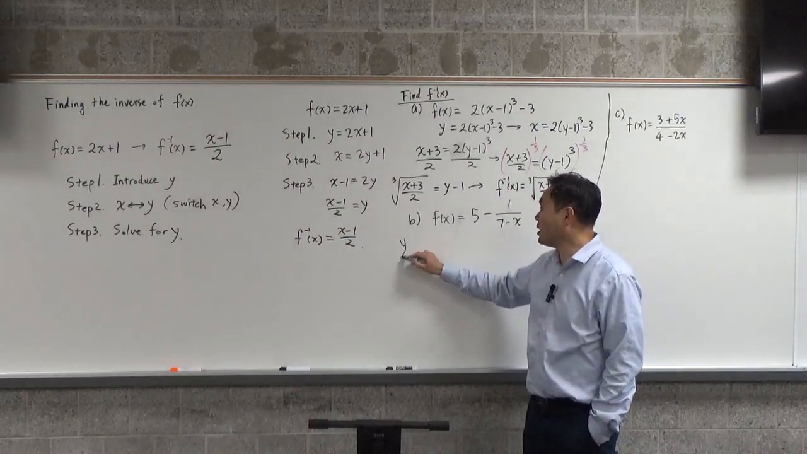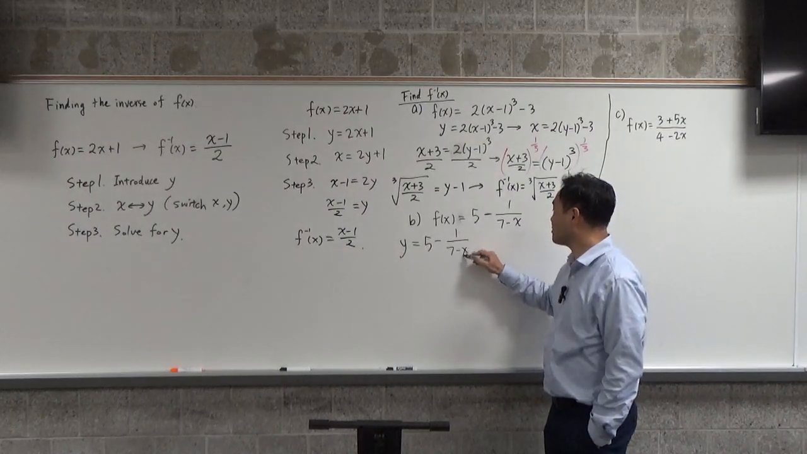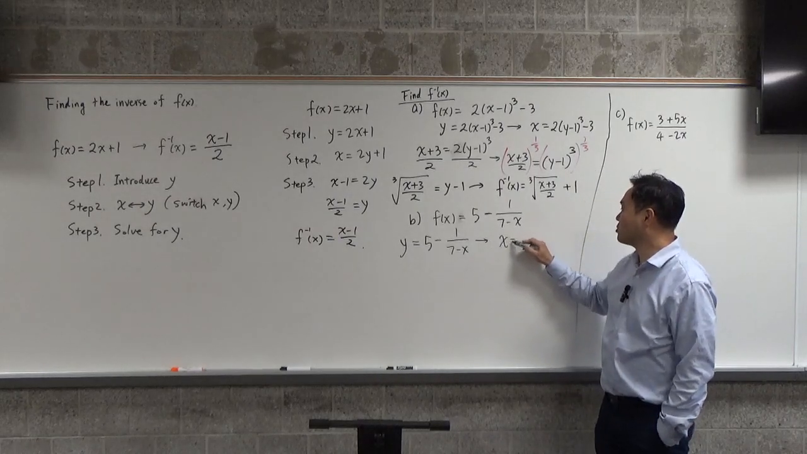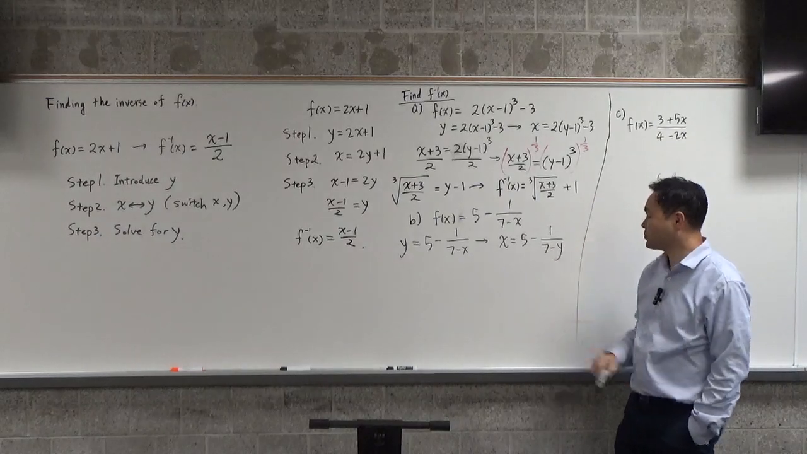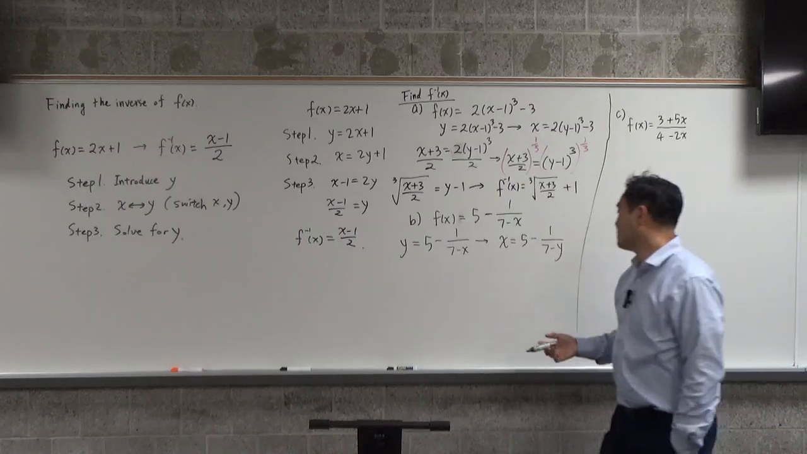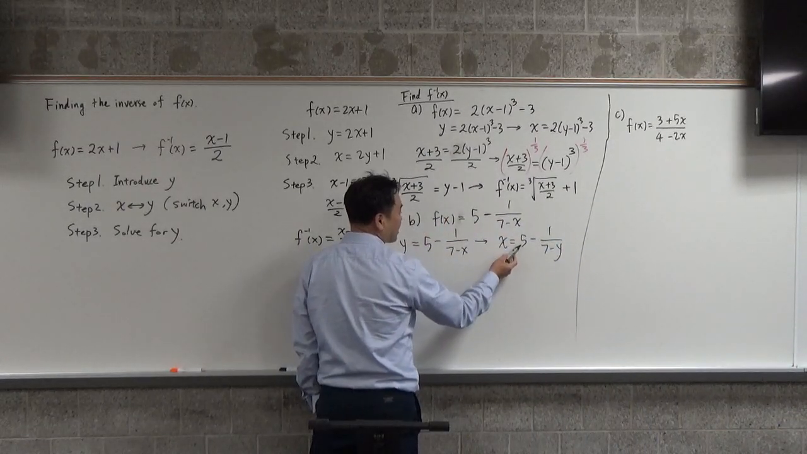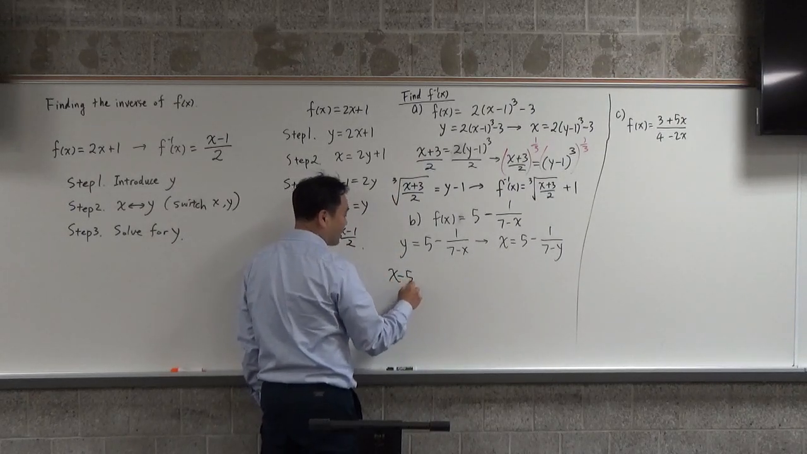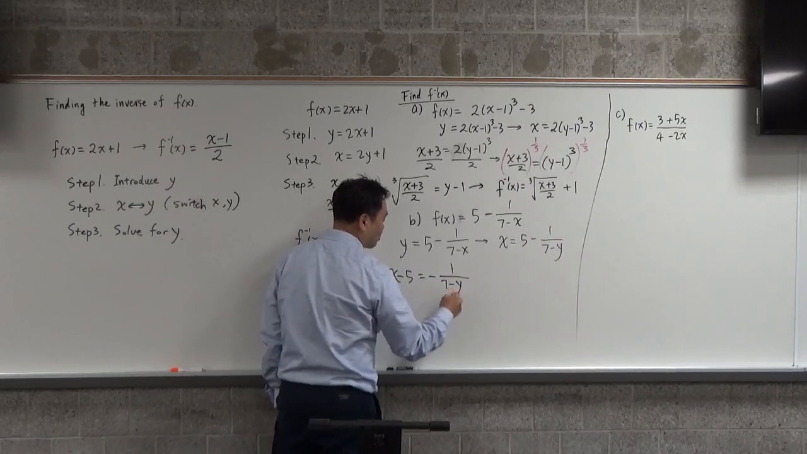Okay. So you have y equals 5 minus 1 over (7 minus x). Switch x and y, so you get x equals 5 minus 1 over (7 minus y). And now you have to solve for y. Since there's this 5, I can move it to the other side, so let's subtract 5. So you have x minus 5 equals negative 1 over (7 minus y).